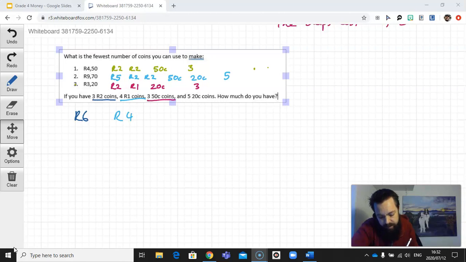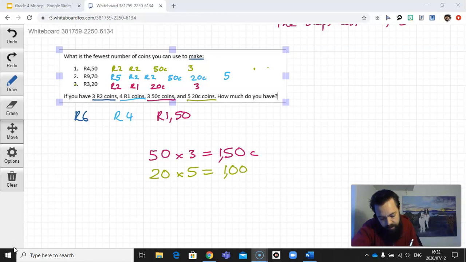3 50 cent pieces, well, let's jot that down. 50 times 3 equals 150. That's 150 cents, which is the same as 1 Rand 50. And finally, we've got 5 20 cent pieces. So 20 cents times 5, which is 100, which is the same as 1 Rand. Or 1 Rand 00. Doesn't matter if you write the 00, it doesn't change the meaning as long as there's the comma in place.